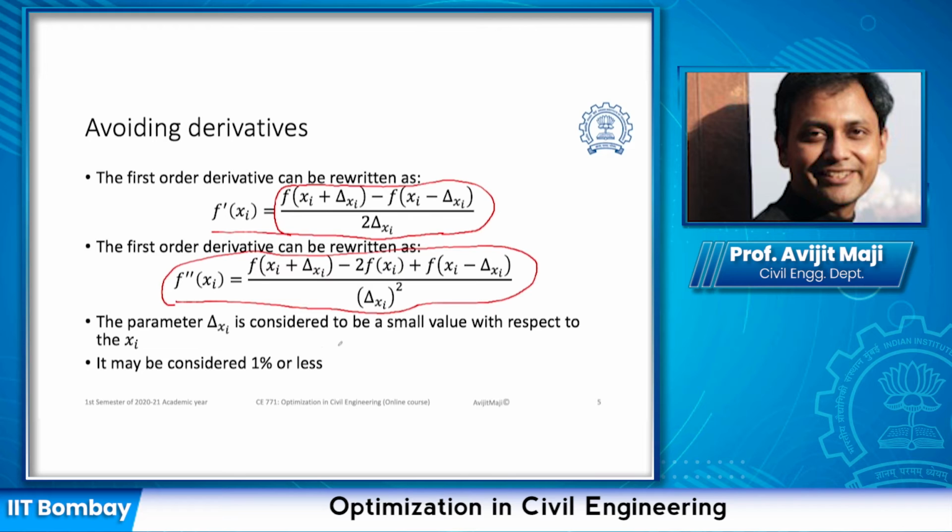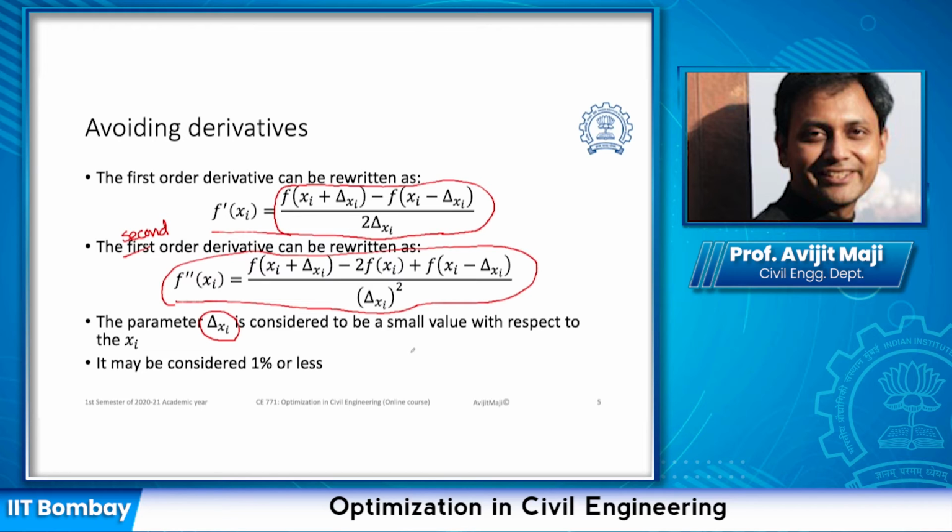Similarly, the second order derivative can be rewritten this way. Here, one of the important parameters is delta xi. Generally, we select it as a small number, and we can easily consider it as 1% or less of the point at which we want to find the first order and the second order derivative. So this is the second order derivative, and we continue the process.